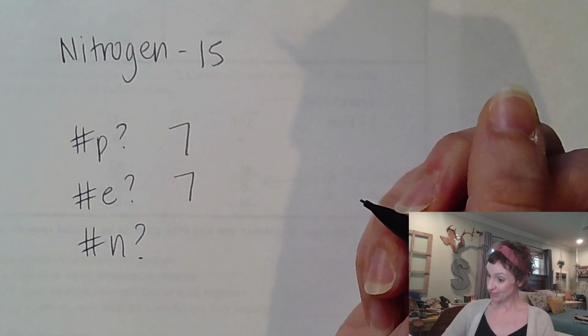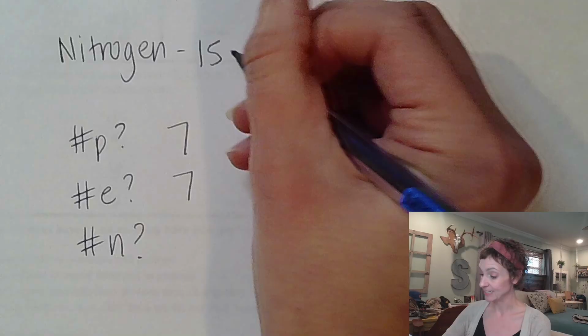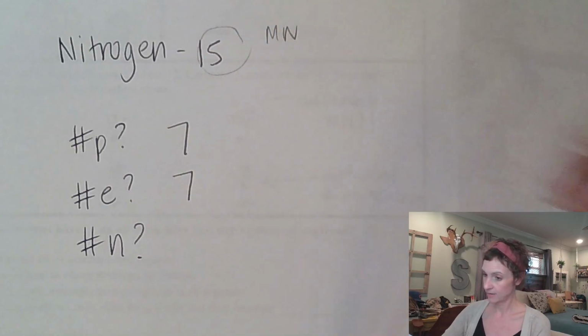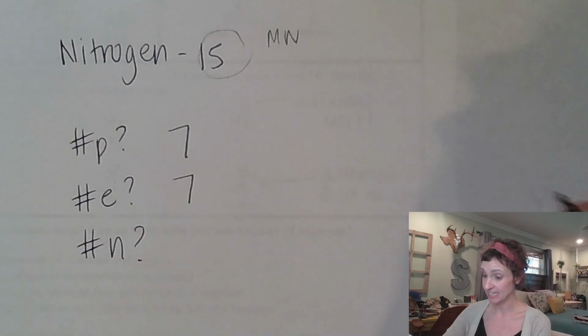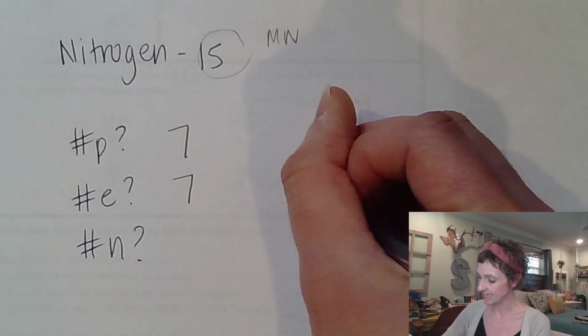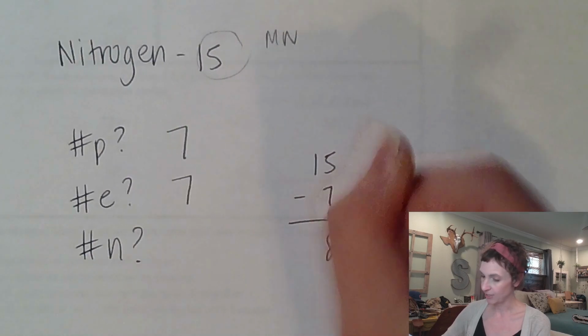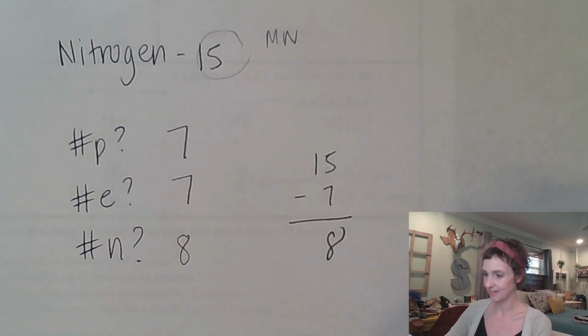Now, number of neutrons is where we do the little math. So once again, this is my mass number. Mass number minus the protons will give me neutrons. So I'm going to take 15 minus 7, and that will give me 8. So I have 8 neutrons. Yes? That is cool. I love that for us.